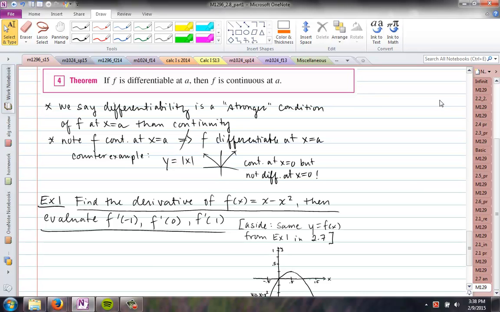So a little example to show that is our friend y equals the absolute value of x at x equals 0. We talked about how at a corner, which is what we have here, the function's not differentiable there, but it obviously is continuous. And so that's an example showing where you have continuity but not differentiability. So just something that we'll use later on that's in this section.